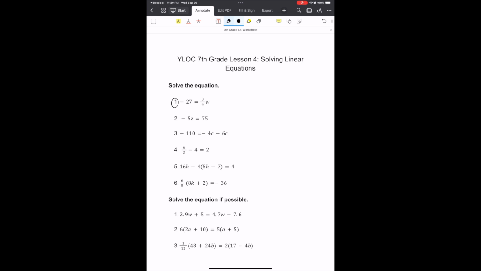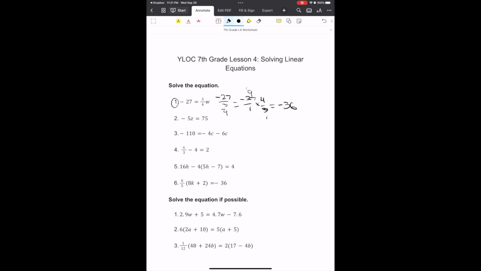So, negative 27 divided by 3/4 is what? Well, that's equal to negative 27 over 1 times the reciprocal, which is 4/3. And then you can factor this out. This turns to 1, this turns to 9. And then negative 9 times 4 is equal to negative 36.